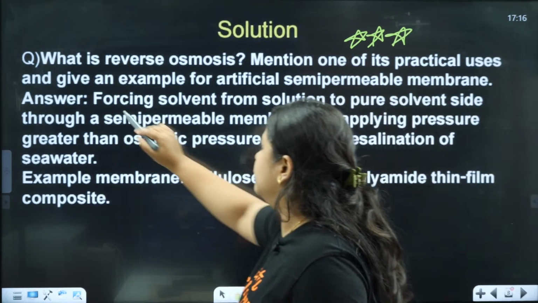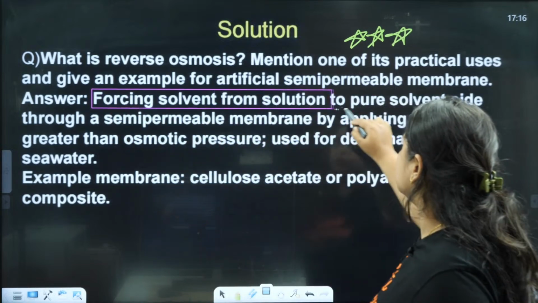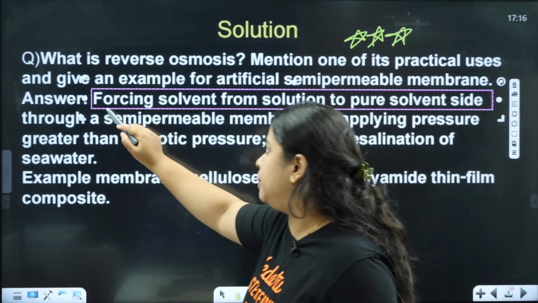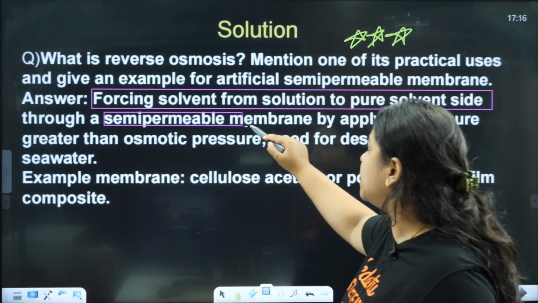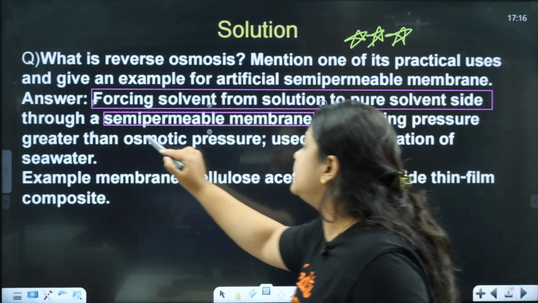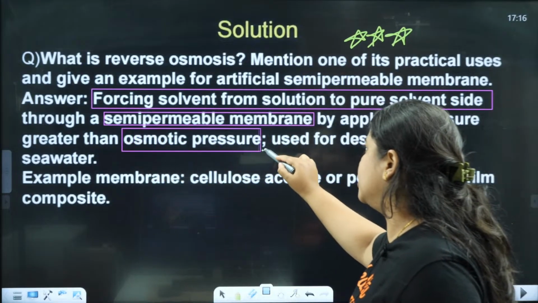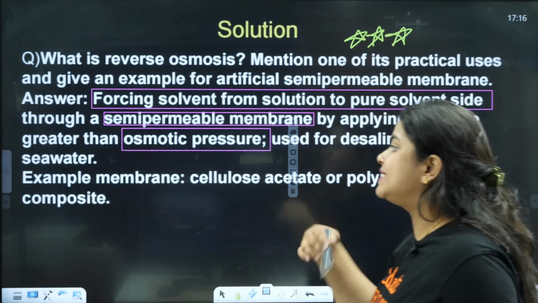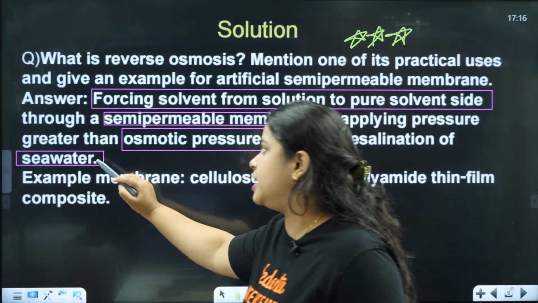Reverse osmosis is forcing the solvent from the solution to the pure solvent side through the semi-permeable membrane by applying a pressure greater than the osmotic pressure, which is used for the distillation of seawater.